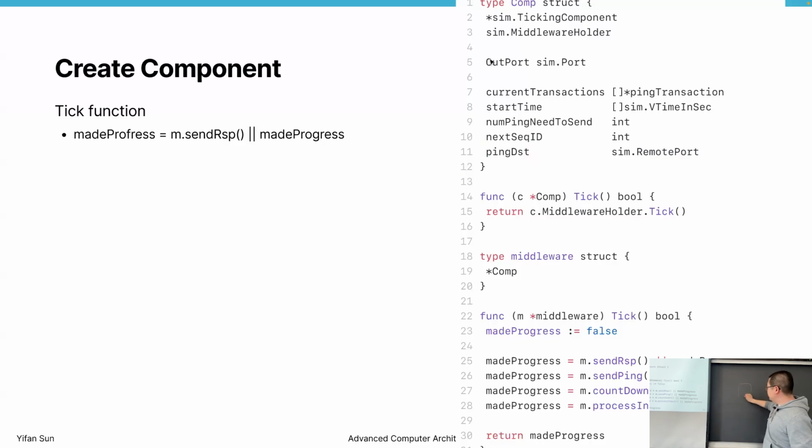So since this is a remote port, we have A, this is A, this is B. Since A needs to send this ping to B, from the perspective of A, then this is A dot out port. And this is A dot ping destination.